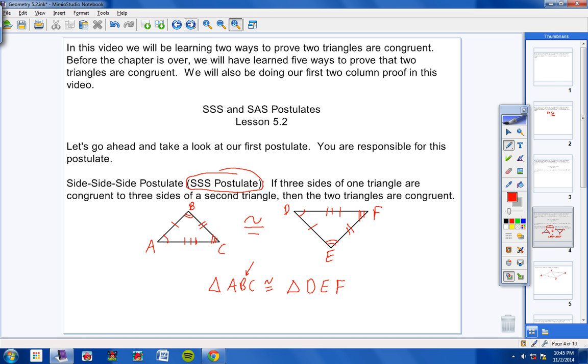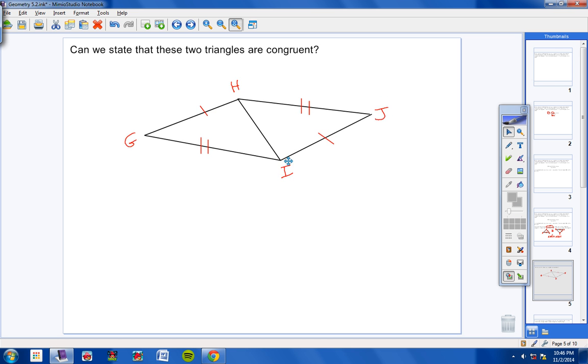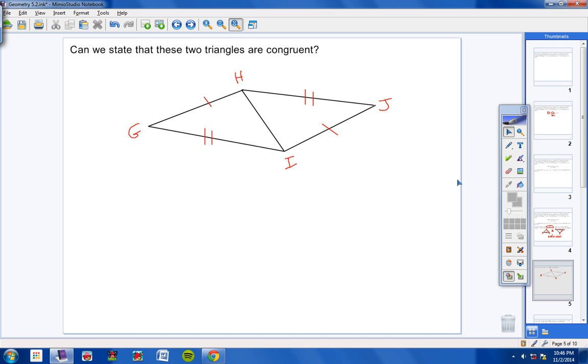Alright, moving on. Now, I want you to copy this in your notes. I'm going to pause a second while you copy this down, okay? Can we state that these 2 triangles are congruent? I would like you to copy this in your notes, please. This triangle right here. Copy this down, please. Do the best you can in your notes to copy this down. Can we state that these 2 triangles are congruent?